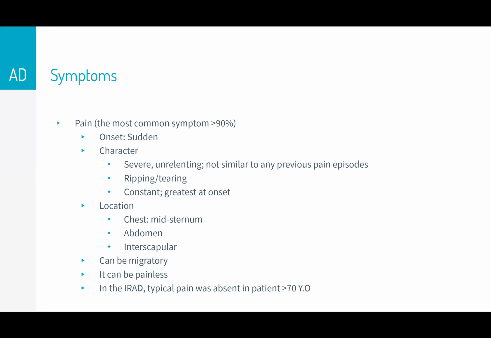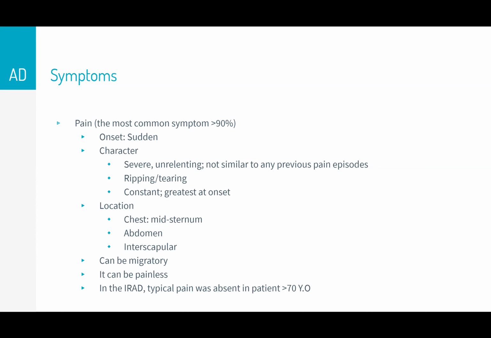So the most common symptom with aortic dissection is pain, and it is present in more than 90% of the cases. The pain onset is described as sudden, and its character as severe and unrelenting, and the patient will say that it's not similar to any previous pain that he had before. Also, it is described as ripping or tearing, and it is usually constant, and it is greatest at onset.